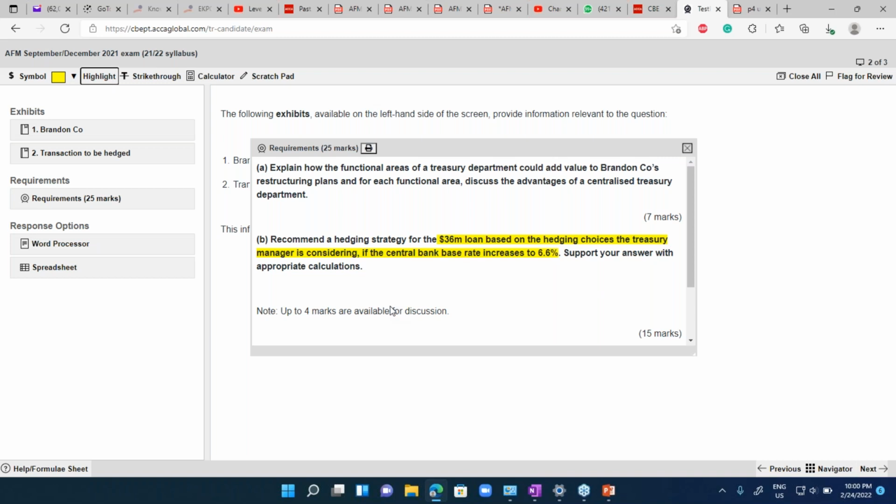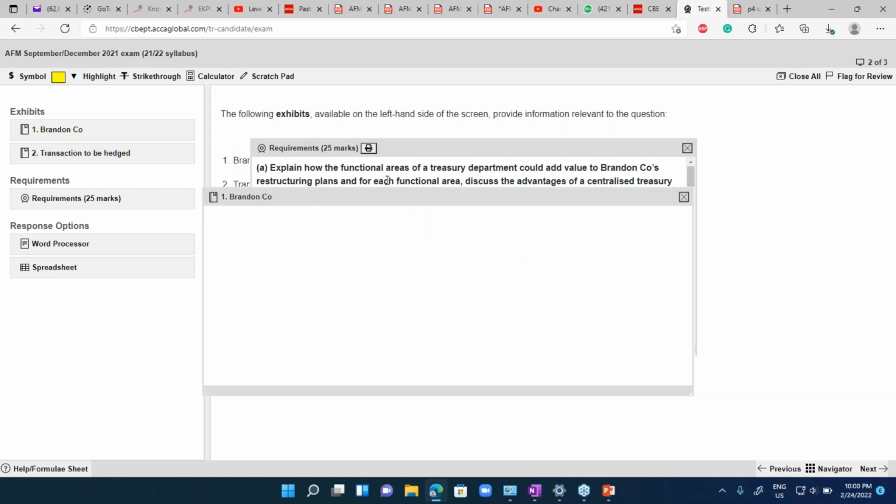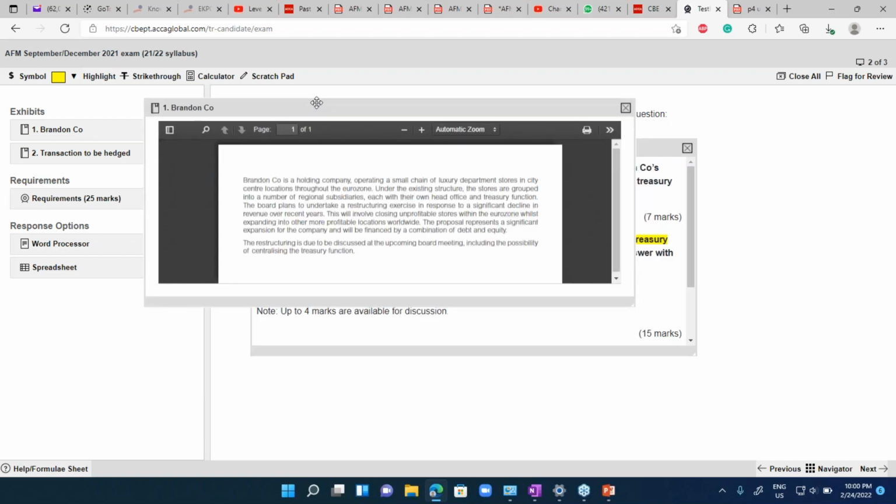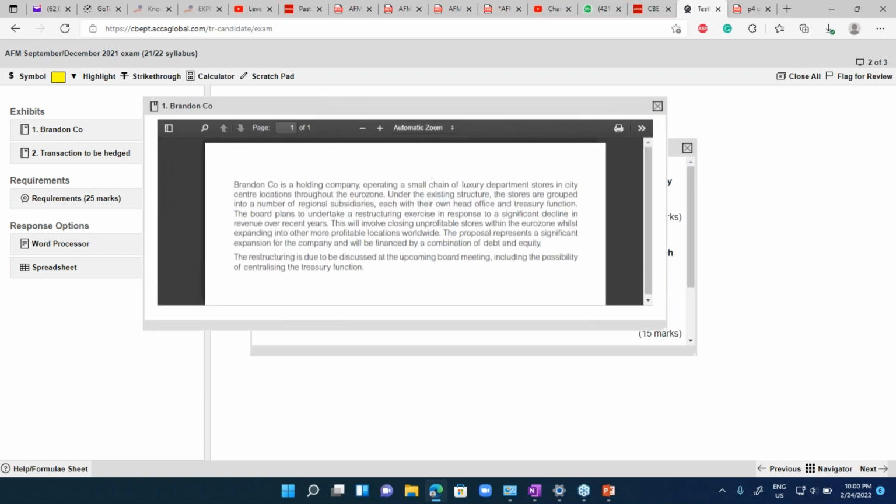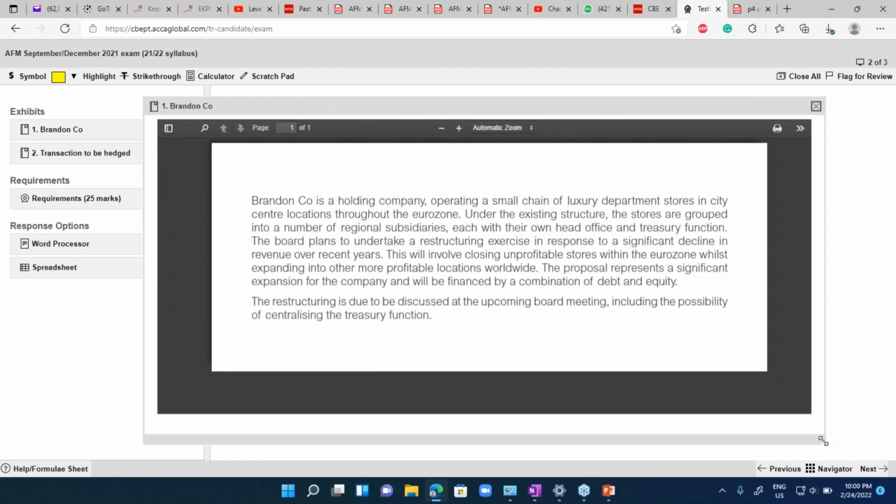So guys, let's solve this part. Before solving this, let's read the scenario quickly. Believe me, after solving this question, you will never face problems in interest rate future and option. That is guaranteed. Brandon Company is a holding company operating a small chain of luxury department stores in city center locations throughout the Eurozone.